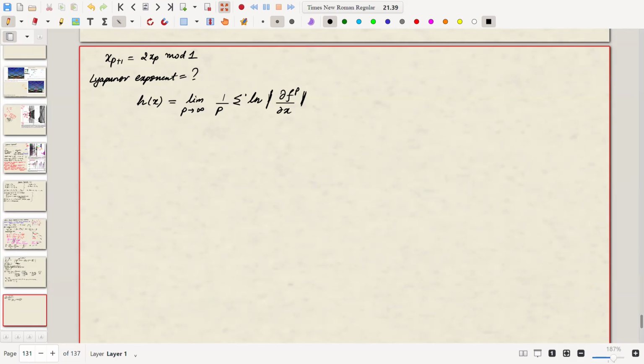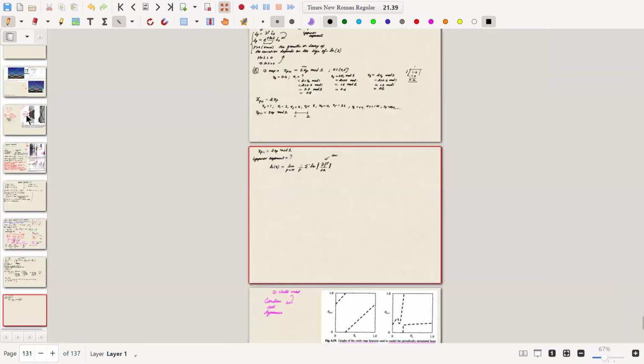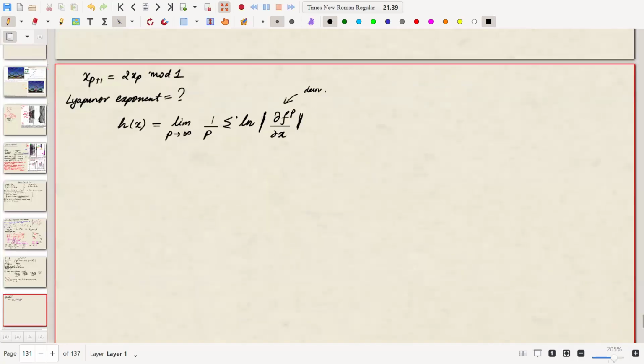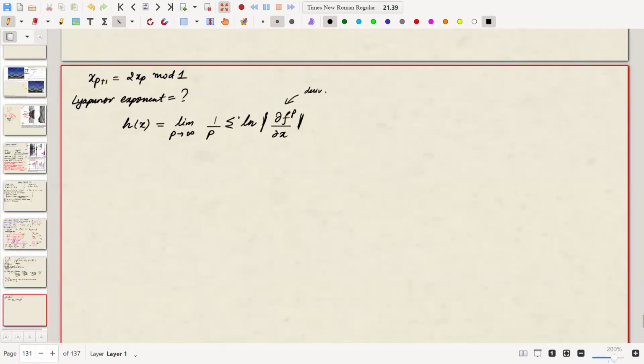If you want to understand whether something is increasing or decreasing, you can take the log. That's one effect. And you are checking the derivative of the function. If something is increasing, the derivative has to be positive, right? So the derivative plays a role here. And you are doing that for each point of the orbit x, and then you are dividing it by p. So you're just taking an average quantity. That's the intuitive definition of the Lyapunov exponent.